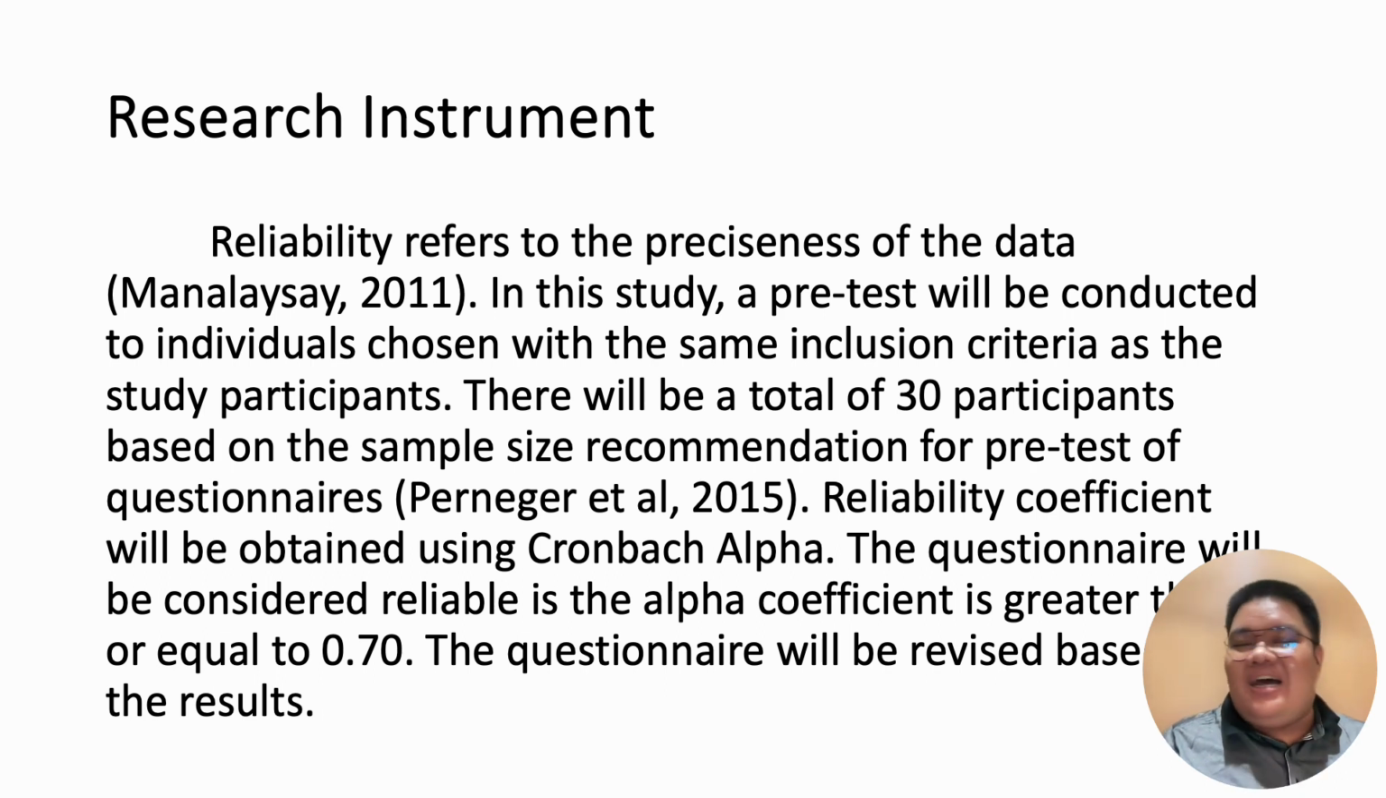Again, there are a lot of ways for you to ensure reliability of your research instrument, and this is just an example. From this example, I hope that you are also able to discern that it's best for you to have references in whatever you will be doing. In this case, Perneger et al. would recommend 30 participants for the pretest. There are other references that would say 10 participants. Other references would say 10% of the sample size.